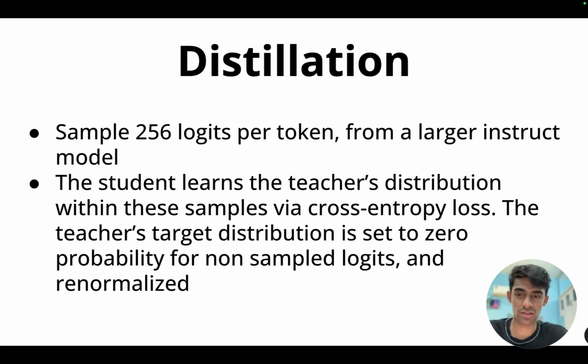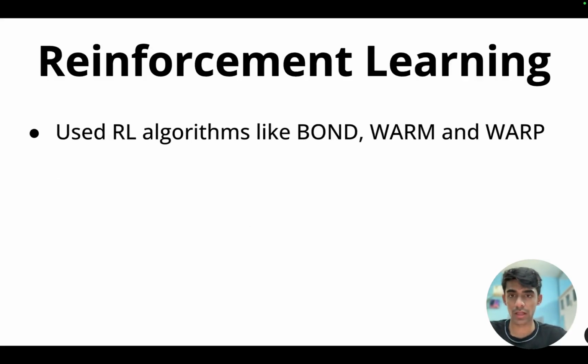The student learns the teacher's distribution within these samples through the cross entropy loss. We already know about distillation, right? So the teacher's target distribution is set to 0 probability for non-sampled logits and renormalized.